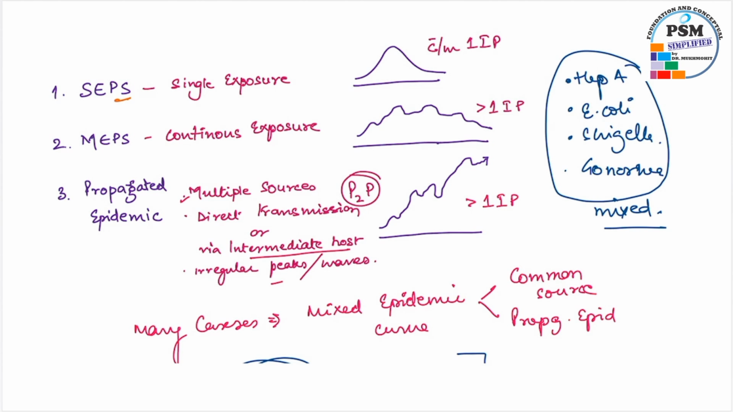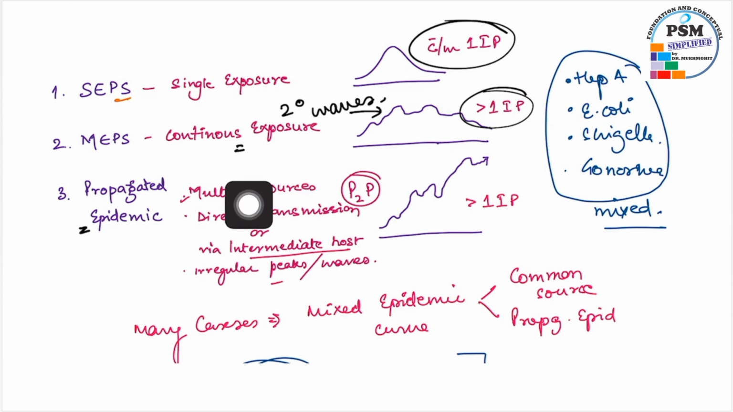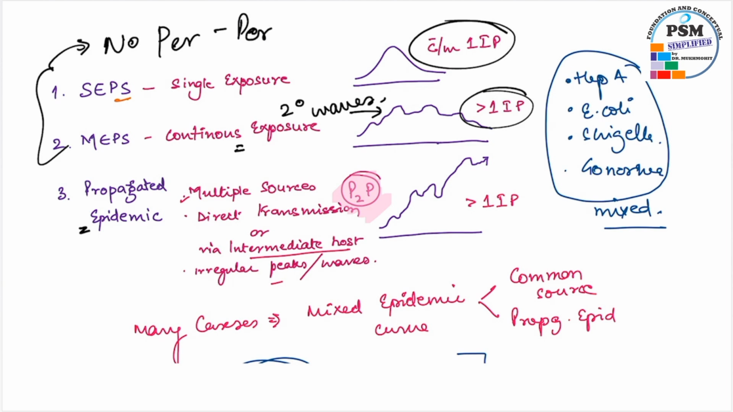Please remember that in single exposure point source, all cases happen within one incubation period. In multiple exposures with continuous source, it is more than one incubation period, and you also see secondary waves. In propagated epidemic, we have multiple sources, direct or indirect transmission, and multiple peaks. The key feature is person-to-person transmission. Please remember, there is no person-to-person transmission in SEPs or MEPs, that is single exposure point source or multiple exposure point source.